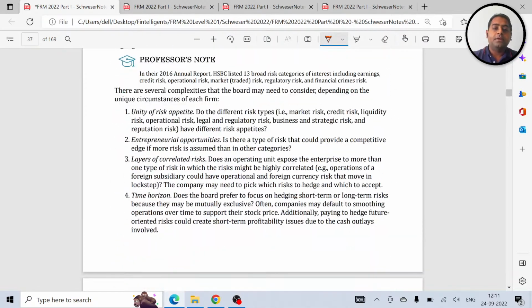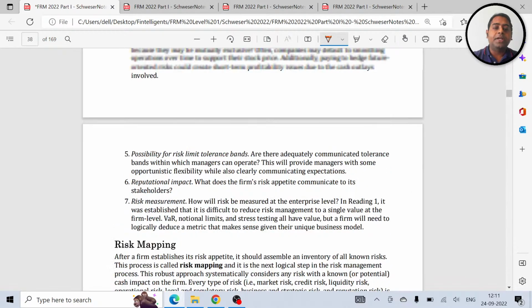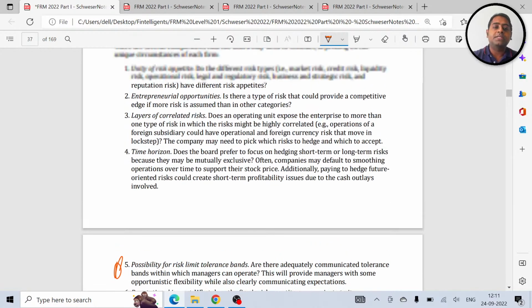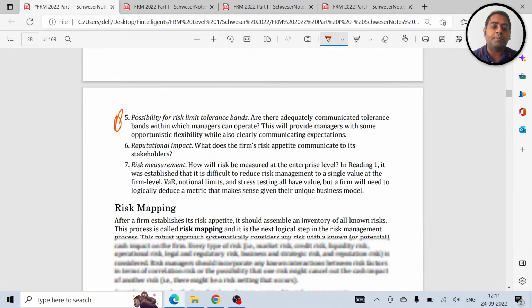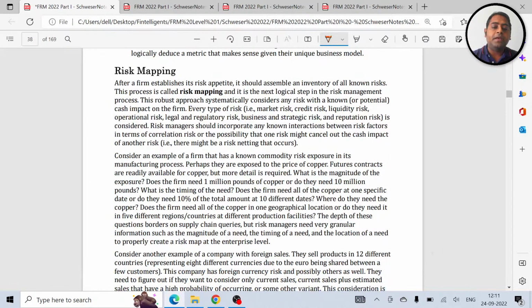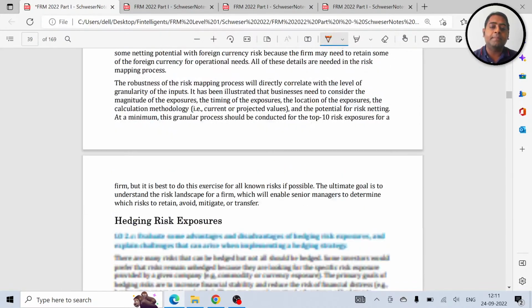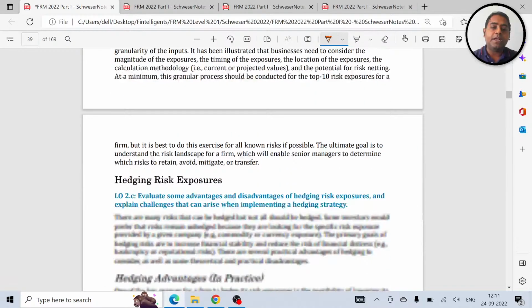Moving ahead, there are a few pointers over here. This one, the possibility of risk tolerance and unity of risk appetite. So just read these pointers properly. Risk mapping, more or less, not very, I don't think this is very important. So you can skip this part.